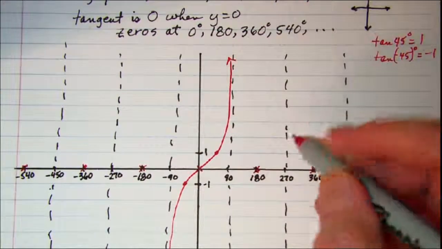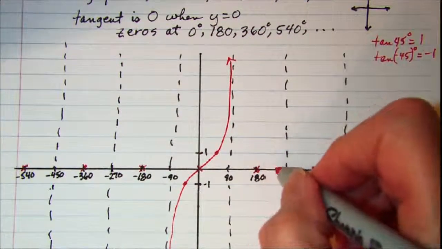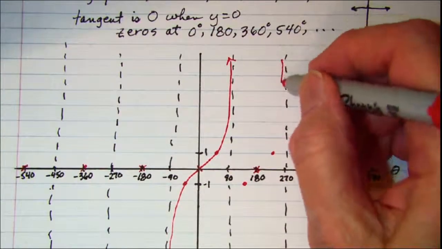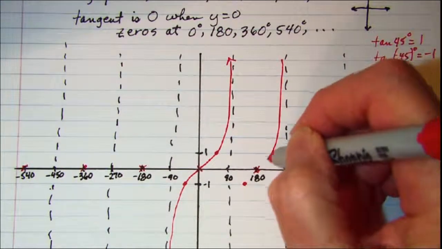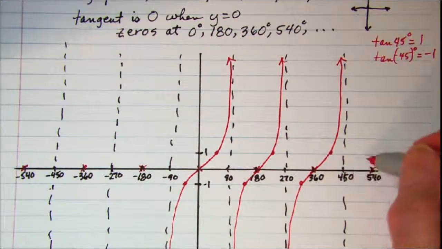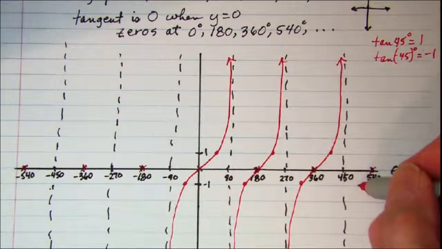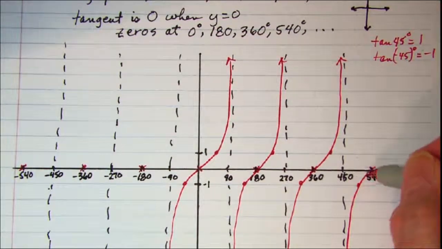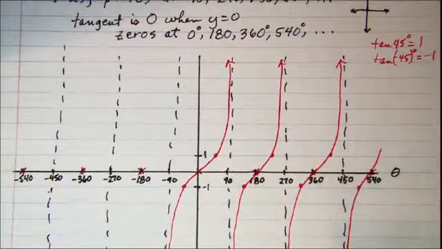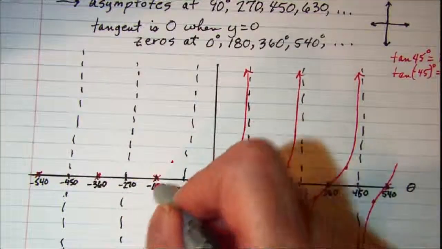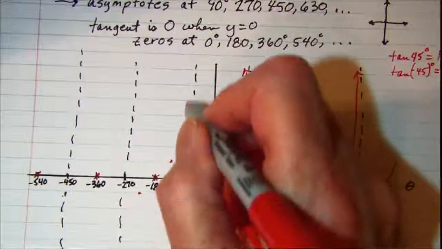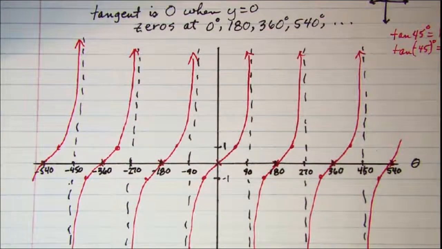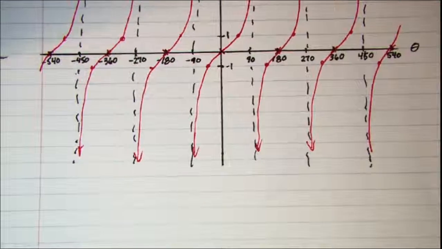And it's a periodic function, so I'm going to go ahead and draw these other points. And then on this one, we would have a point down here. And let me go ahead and continue on the left side as well. So the red curve is our tangent function. So let's list the attributes.